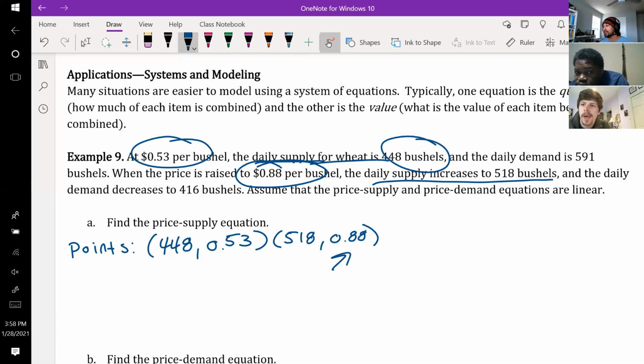So again, like I said, for the majority of the problems in this class, Y is always going to be price, and X will always be the amount. So typically you're trying to solve for Y. Exactly. So now we have these two points, and now we're going to have to create an equation, which is always in terms of Y equals mx plus b. Okay, so this is what we're going for.